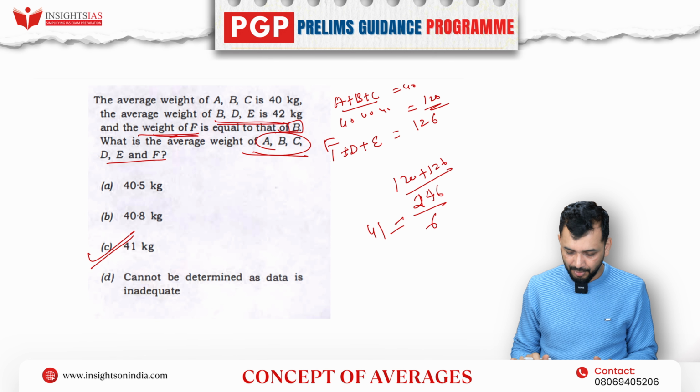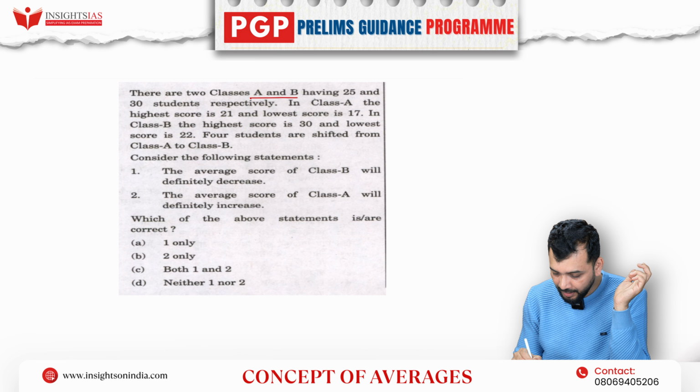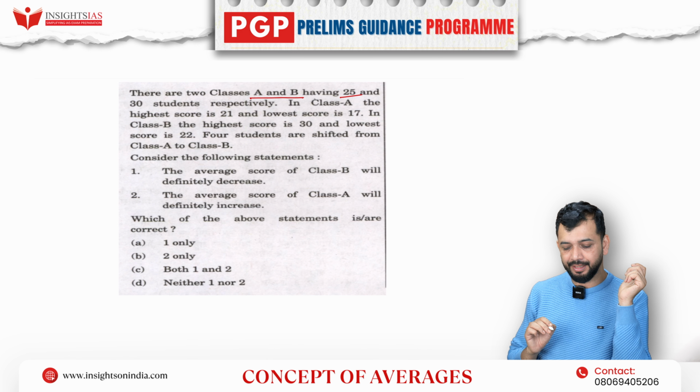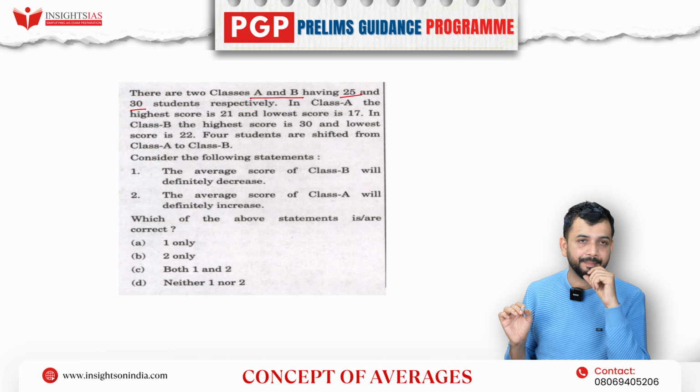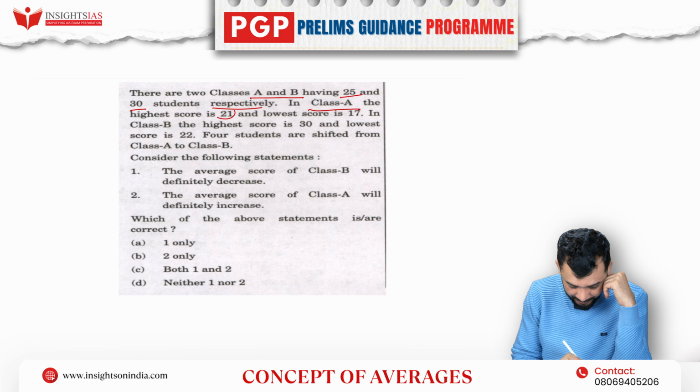A very simple problem. Next, there are two classes, A and B, having 25 and 30 students respectively. Now in class A, the highest score is 21. So I will write it here. Class A, what is the highest score?